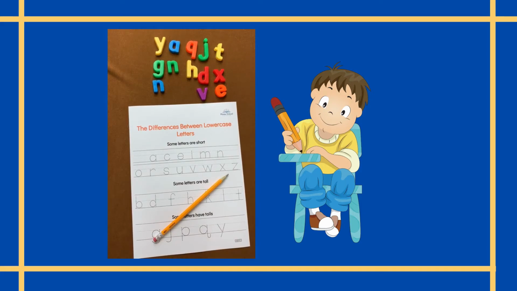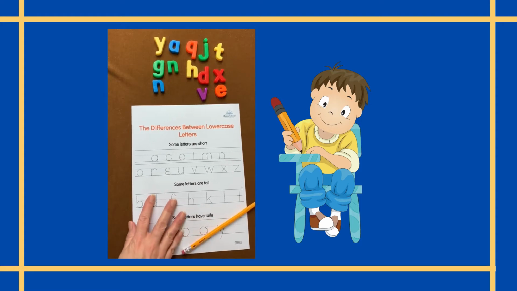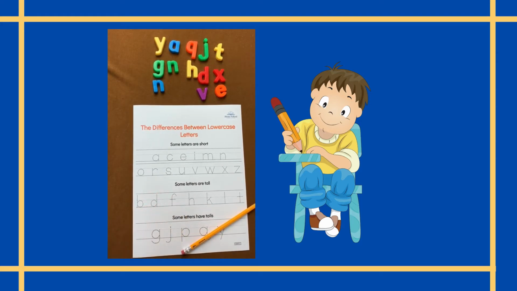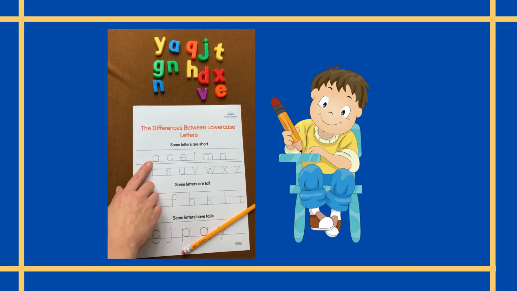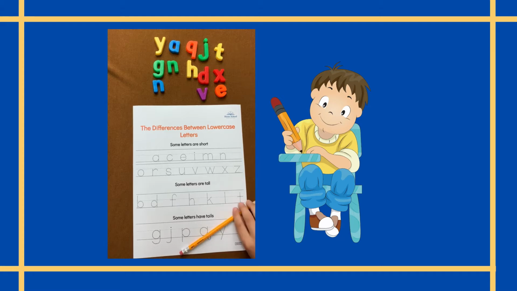All right, so when we're working with letters, it's always good to put them in categories for kids. Sometimes that really helps them understand how they should be forming their letters. So what we have here are the differences between lowercase letters. It says some letters are short, some letters are tall, some letters have tails. That gets kids' brains kind of organizing their letters and how they should make them. You could further categorize them by the shape that the letters have, but for now, we're just going to sort them this way, and then we can trace them and practice them. So that's what we're going to do right now. Go ahead and pick up your pencil and practice tracing them.